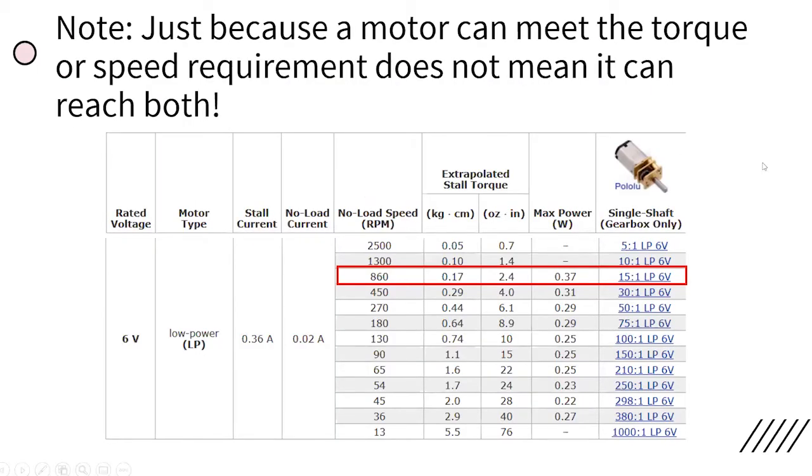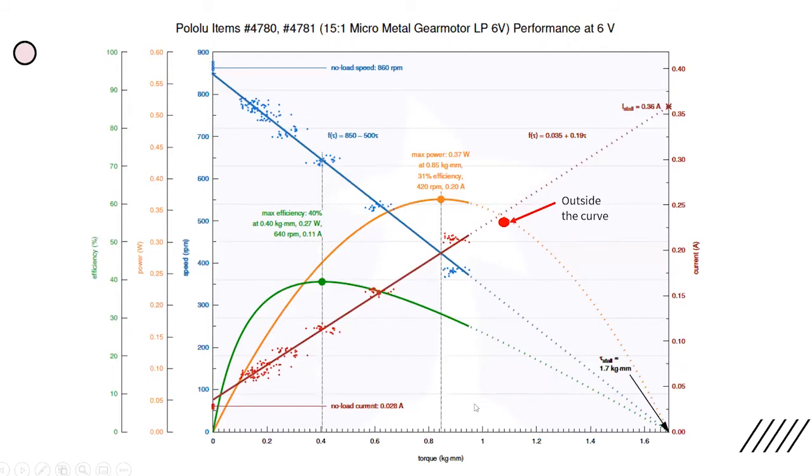Now, one thing that is good to keep in mind is that just because a motor satisfies both the torque and the speed requirements, looking at the stall torque and the no load speed, does not mean it can satisfy both at the same time. So let's take a look at this example here. We have a no load speed of 860 and a stall torque of 2.4, which sounds great on paper. But if we consider the actual torque speed curve, we find that our design point is outside of this curve. So this indicates that even if we were to use this motor at its rated voltage, we still couldn't reach the torque and speed that we need for our application. So it's very important that when you're considering what motors to use, you're actually looking at the full curve and not just the specs listed on the vendor's website.